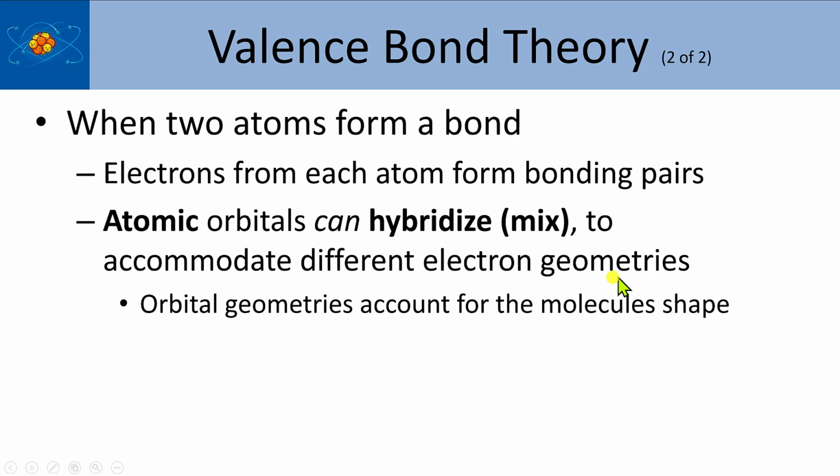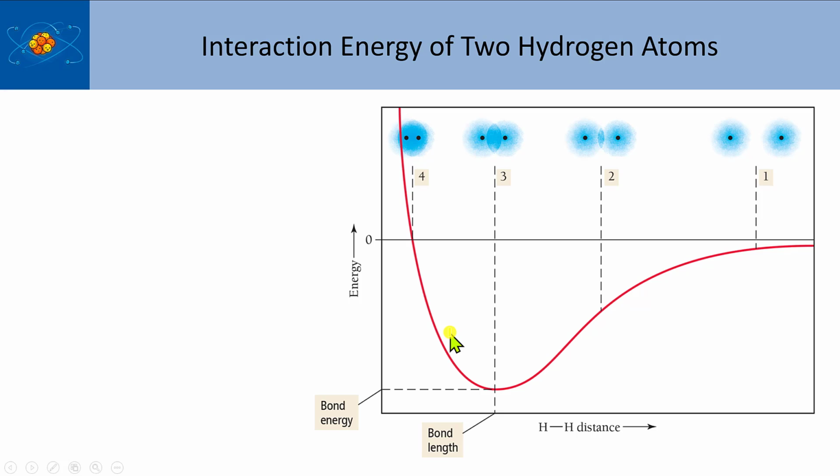So this is akin to VSEPR theory. In VSEPR theory, we say, well, we have these angles. The angles are there so we don't have as much valence shell electron pair repulsion. Well, hybridization of the orbitals will help us take that into account. Now, not everything needs to hybridize in order to form a bond. So why don't we take a look at hydrogen, the simplest case.